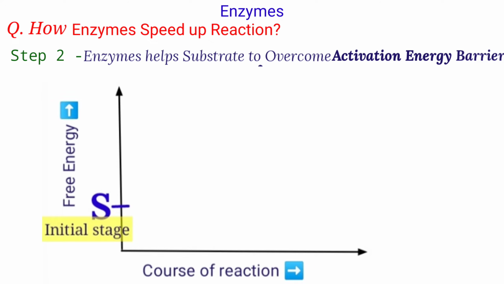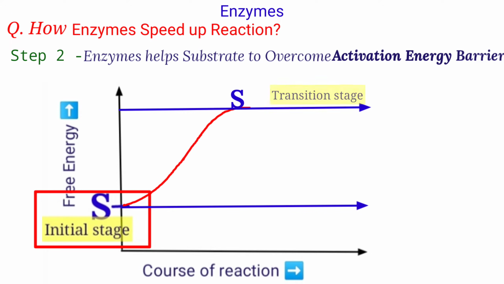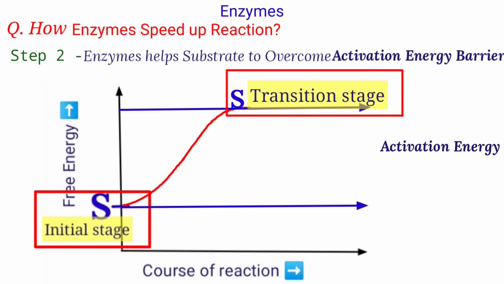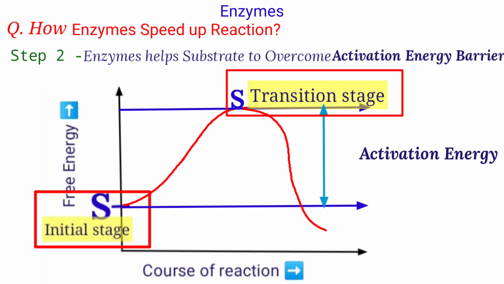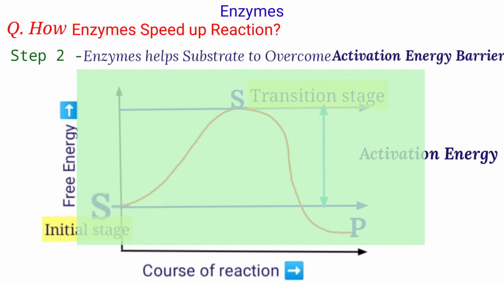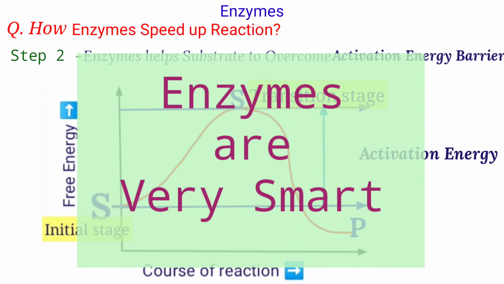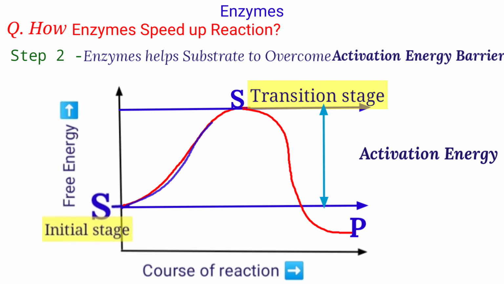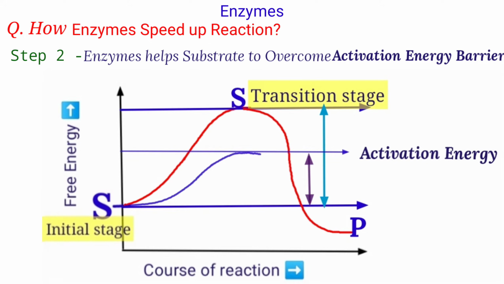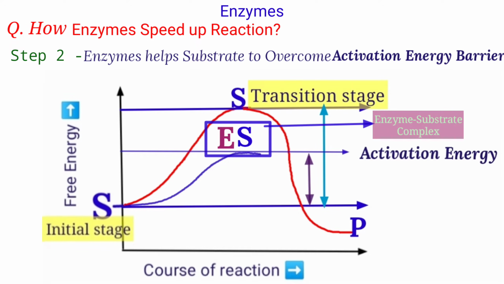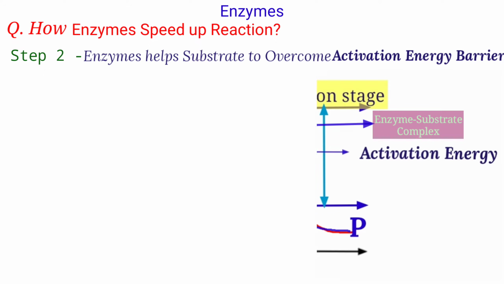So in any case, the substrate at its initial stage and the substrate at its transition stage will have an energy difference barrier, which is known as the activation energy barrier. Enzymes are very smart because they carry out the reaction by decreasing the requirement of activation energy. Here we can see that these enzymes help the substrate reach the transition stage with a minimum requirement of activation energy, and product formation takes place.